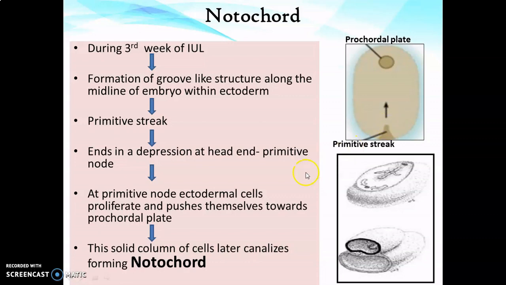At the primitive node, ectodermal cells proliferate and push themselves towards the prochordal plate. That means ectodermal cells from this primitive node proliferate and form a column of cells that extends towards the prochordal plate. This solid column of cells later canalizes to form a structure known as notochord. The notochord plays an organizational role in development of the nervous system, and in later developmental time it forms the vertebrae in humans.